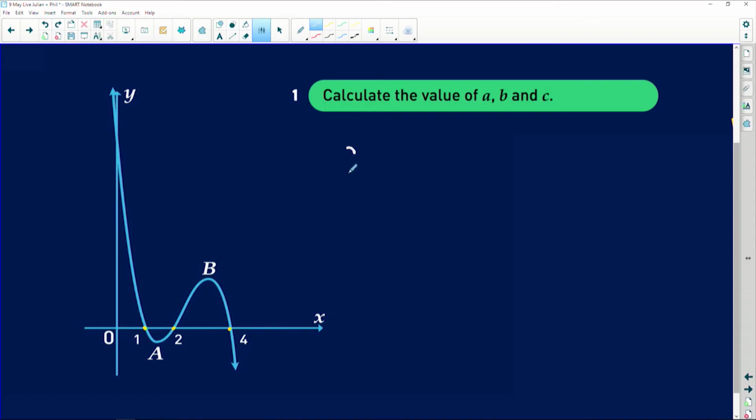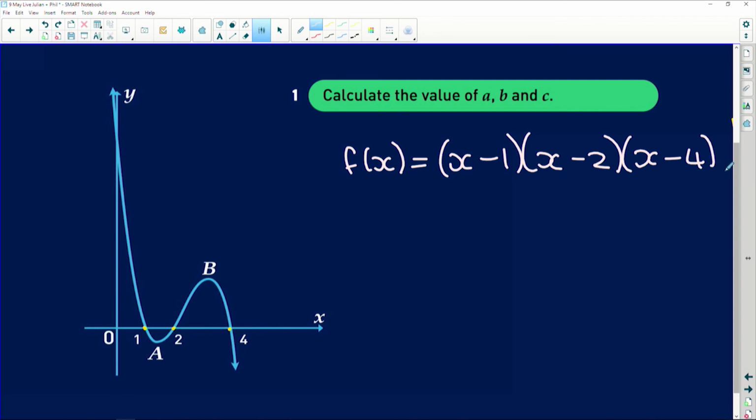If you multiply the factors from each x-intercept, you're going to get the equation of your cubic function. So the first intercept is 1, which means the factor is x minus 1, multiplied by the next intercept, which is x minus 2, multiplied by the next one, which is x minus 4. Because at x equals 4, y equals 0, so the whole factor is x minus 4. Now we can simply multiply this out.